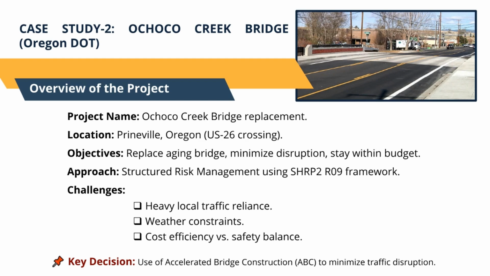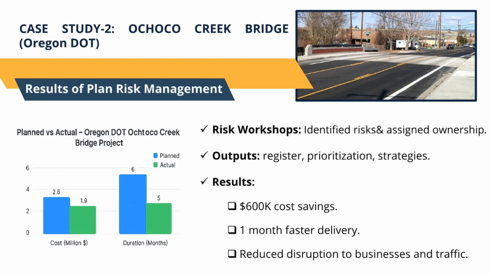Confronted with these risks, the team used their structured risk planning to make a pivotal decision. Instead of traditional methods that would have closed this vital route for months, they opted for accelerated bridge construction, ABC. This wasn't just a technical choice. It was a strategic one, born from their proactive workshops. They chose to spend a bit more on innovative methods upfront to save a fortune in community disruption down the line. So, did that strategic bet on ABC pay off?